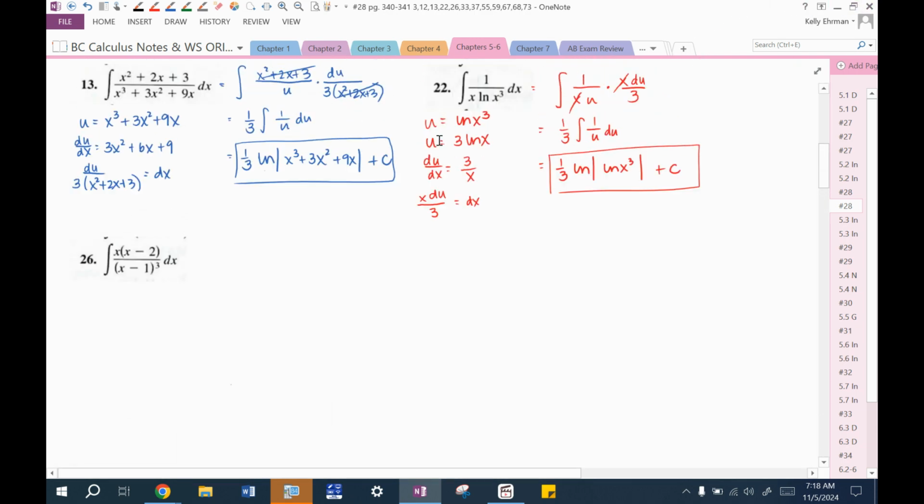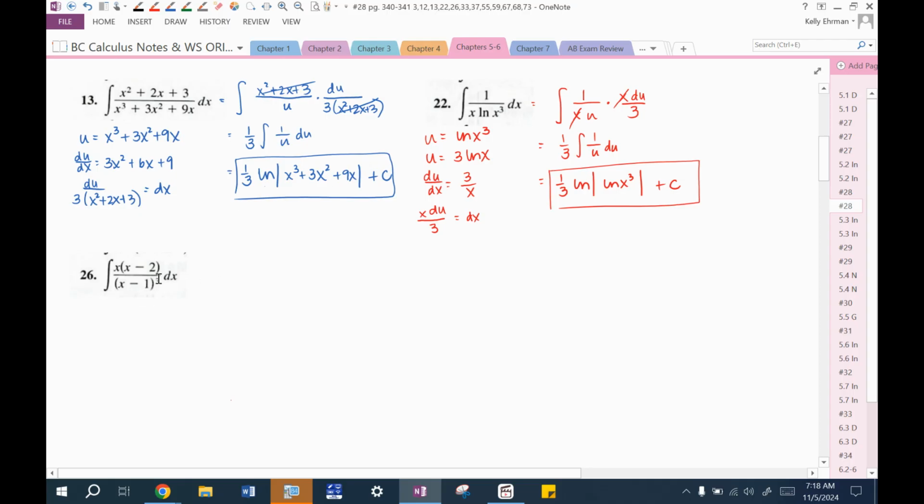All right, what about this problem? This one's a little bit strange. When I first saw this, I thought, oh, well, if I distribute the x, I would get x squared minus 2x. And if I expand this out to its polynomial form or its general form, maybe things will work out, but they didn't. So this is one of those where maybe we do this.